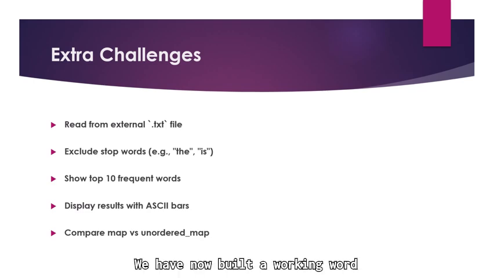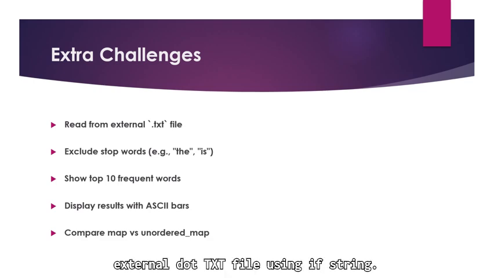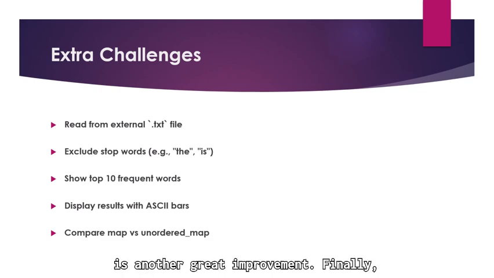We have now built a working word frequency analyzer, but there's a lot more you can do to level it up. For example, you can read the input from an external .txt file using ifstream. You could also filter out common stop words like "the" or "is" to focus only on meaningful words. Displaying the top 10 most frequent words or visualizing frequencies using ASCII bars is another great improvement. Finally, try switching between map and unordered_map to compare performance on large inputs. This is a sandbox for experimentation.